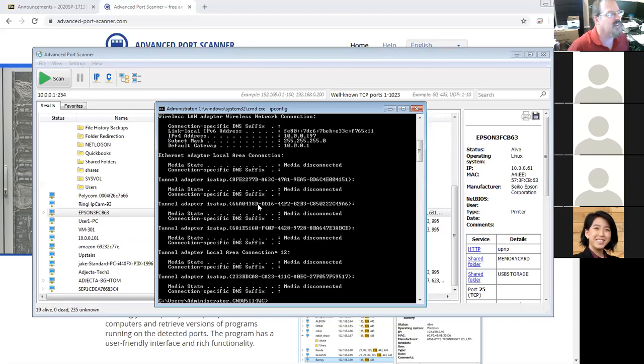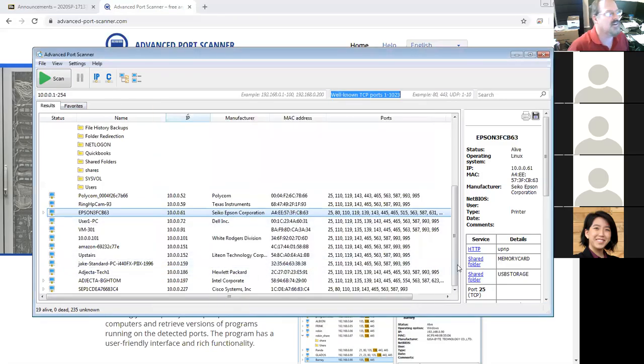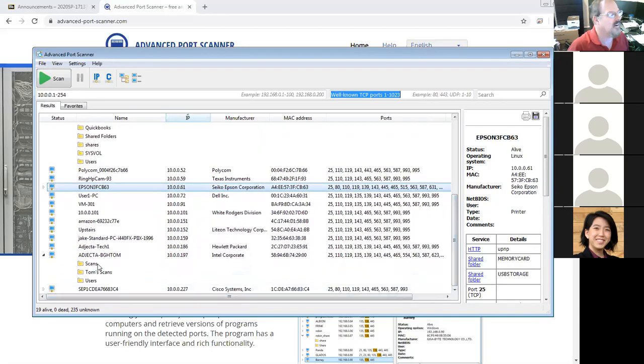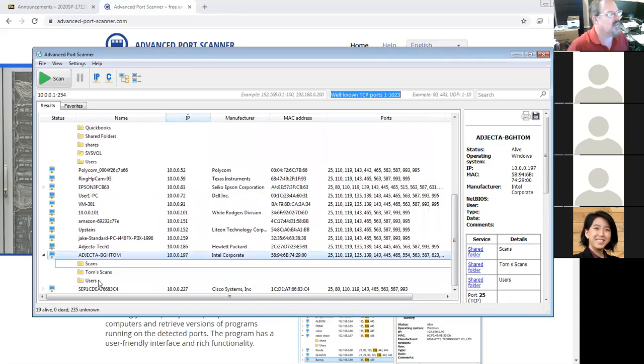IP config is 10.0.0.197. Let me see if it came up in this list. That's the name of the machine there. It says I've got 3 folders available that I'm sharing, which is true.